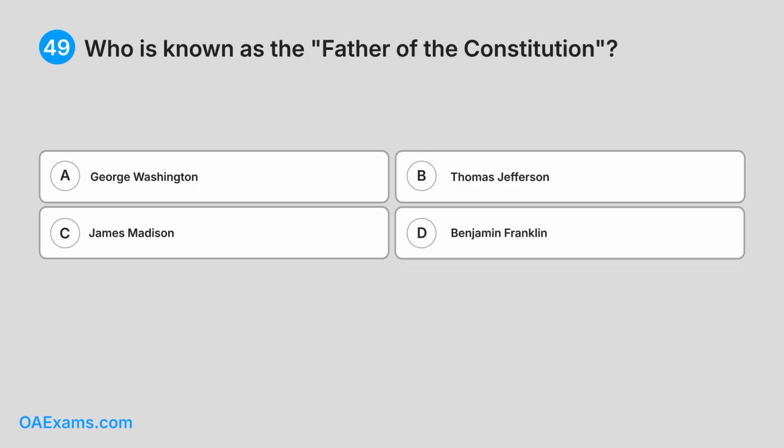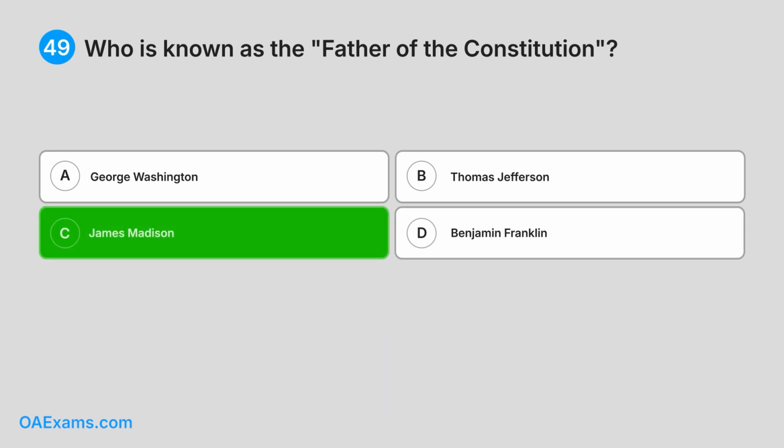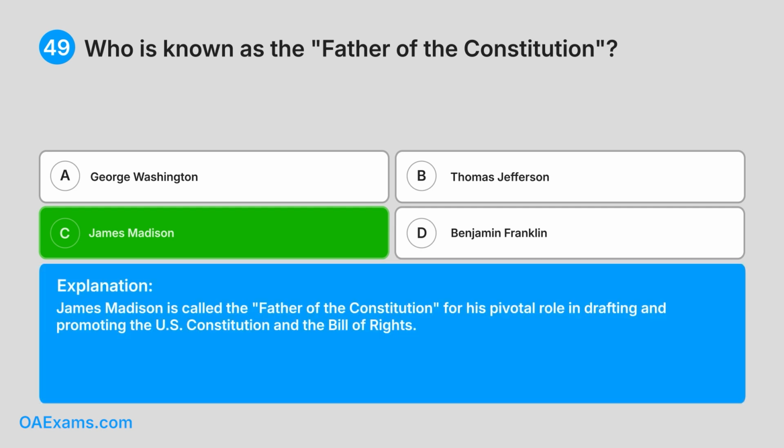49. Who is known as the father of the Constitution? A. George Washington. B. Thomas Jefferson. C. James Madison. D. Benjamin Franklin. What do you think is the answer? Correct answer: C. James Madison. Explanation: James Madison is called the father of the Constitution for his pivotal role in drafting and promoting the U.S. Constitution and the Bill of Rights.